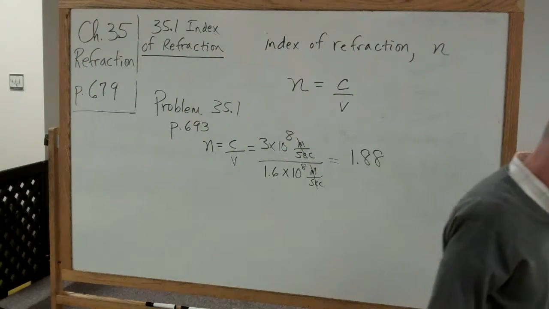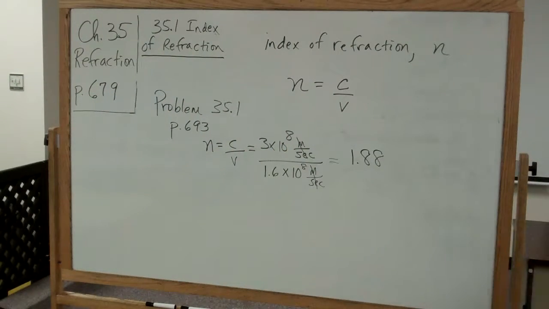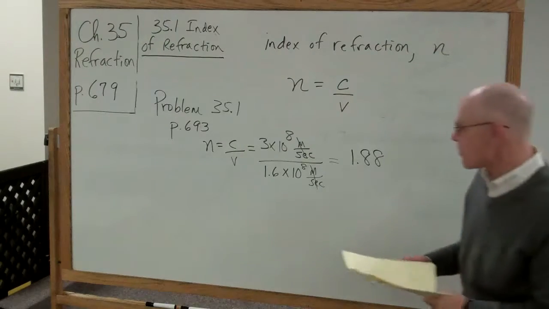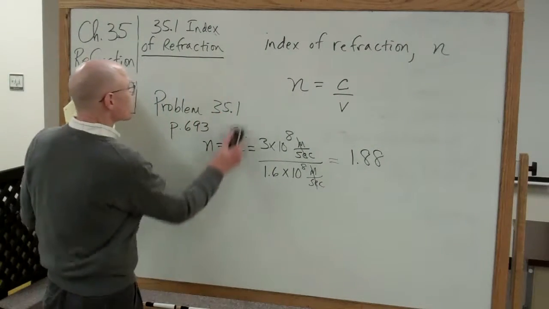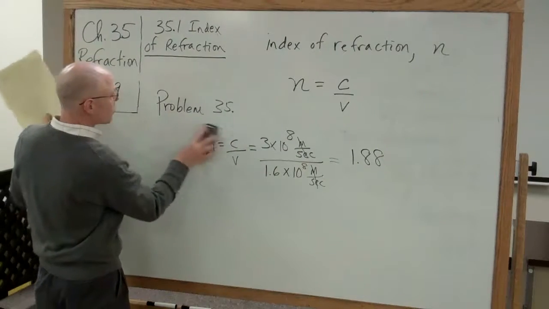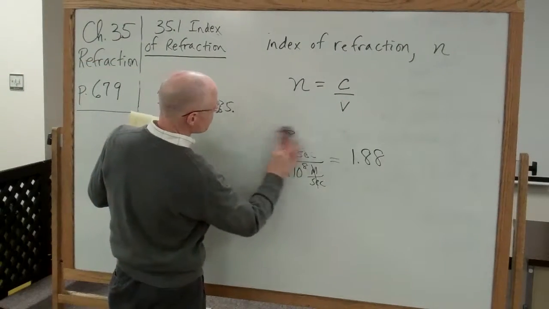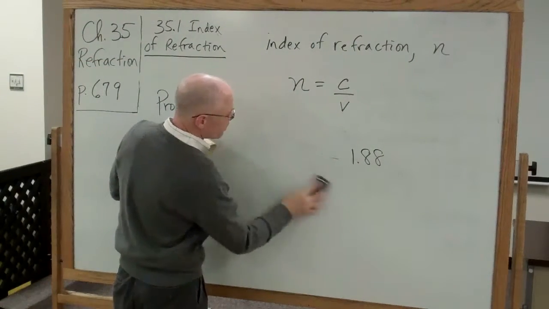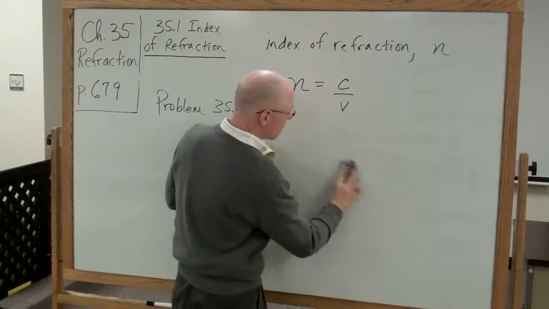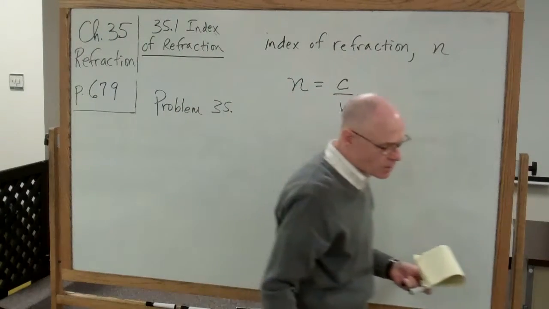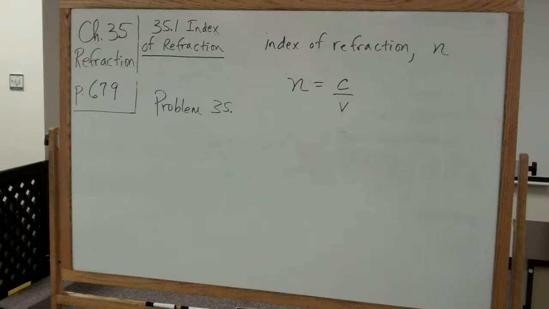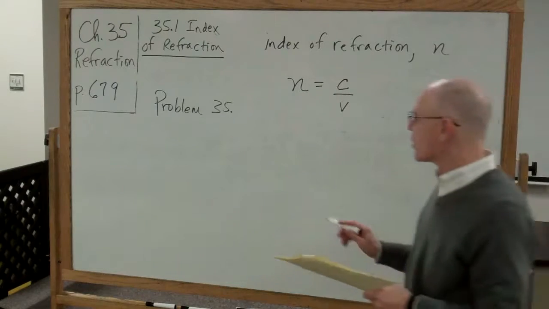All right, and let's go ahead and do one more. Problem 35.3. It's a four-part problem. However, let's just do the first part. You're asked to calculate the speed of light in 4 different mediums. And let's just do the first one. 35.3 is asking you for the speed of light in crown glass, and you can look up the index of refraction in the table earlier in the chapter.